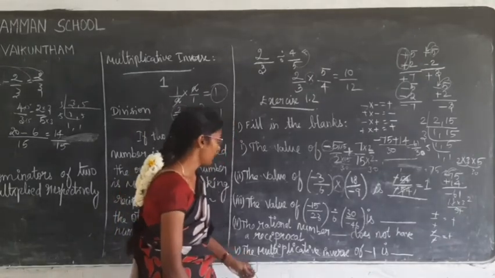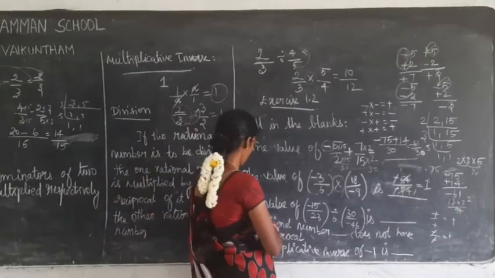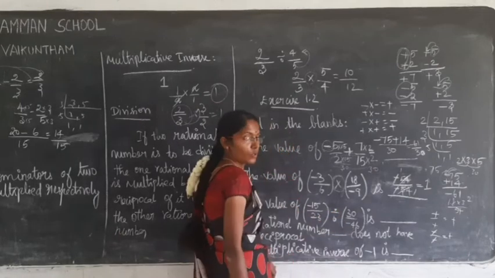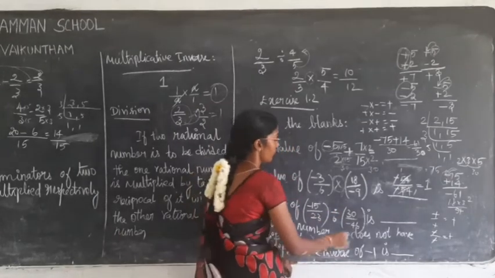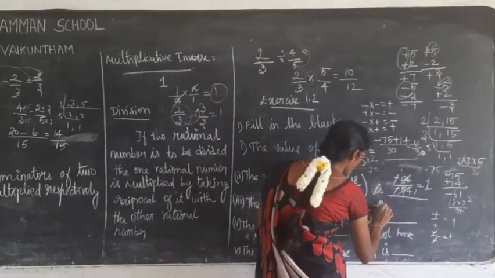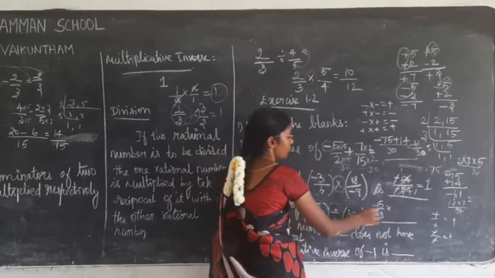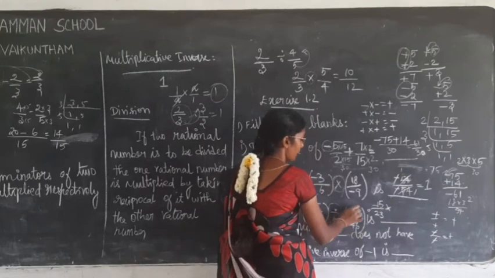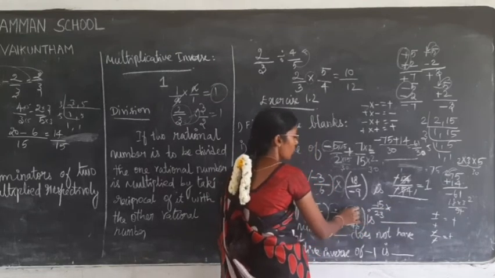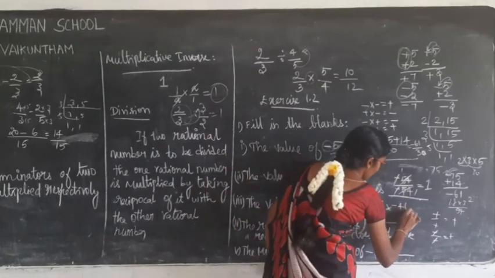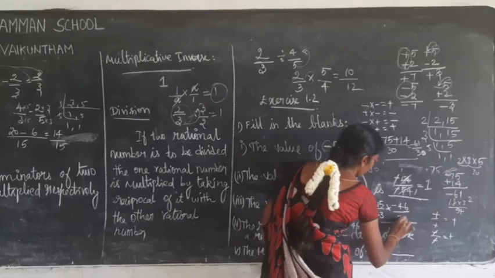So the next one. See here, the value of, here they have given divide. If it is divide, what do you have to do? Write the first number and instead of divide, you have to put multiply, and take the second rational number and take its reciprocal. So minus 46 divided by 30.